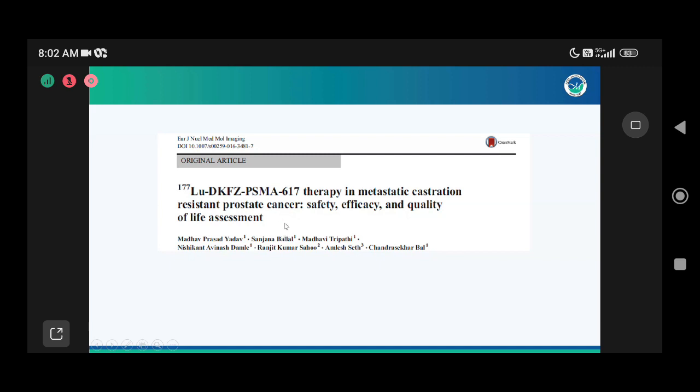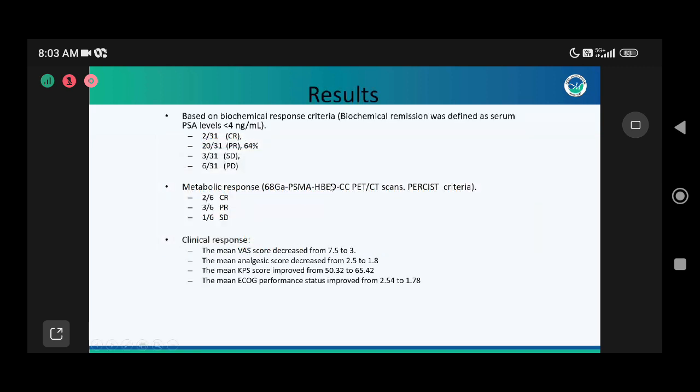This is the AIIMS New Delhi study, in which they have used lutetium PSMA 617. Lutetium-177 is a radionuclide which emits beta rays, DKFZ is the linker molecule, and PSMA is the target protein which goes and attaches to the PSMA transmembrane protein on the cancer cell. The therapy in metastatic castration-resistant prostate cancer, with safety, efficacy and quality of life assessment, in which 31 patients were treated when the initial study was published in 2019. We got complete responses also: 2 out of 31 cases had complete responses.